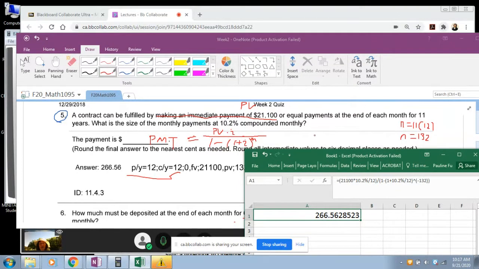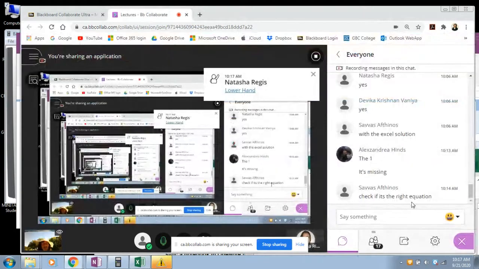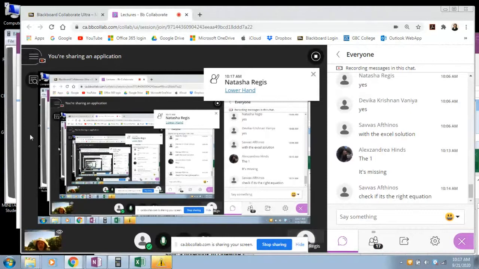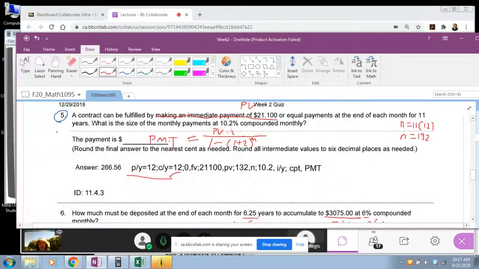Okay, any questions? Check if it's the right equation. Yes, good suggestion. The right equation, okay. Any other questions? Write the Excel solution. So we did this problem using both methods. Yes, question.